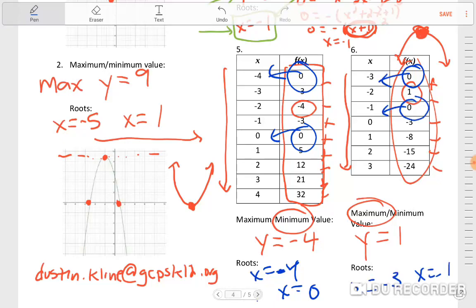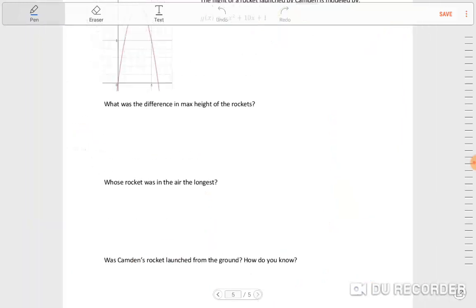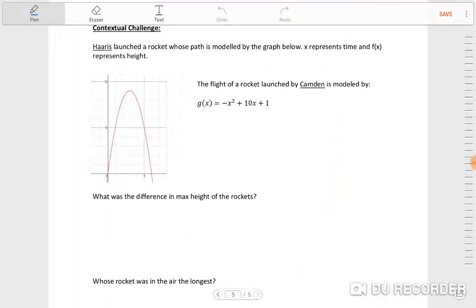And then finally, we've finally made it to the last page. Congratulations. And we read here that Harris launched a rocket whose path is modeled by the graph below. So this is Harris, and his rocket goes up and his rocket goes down.